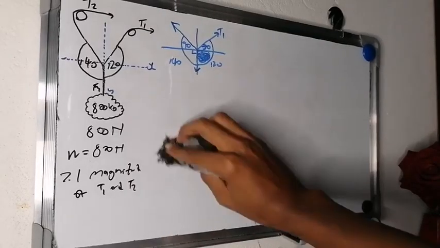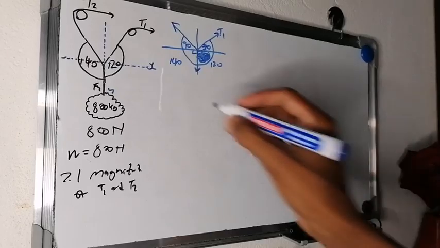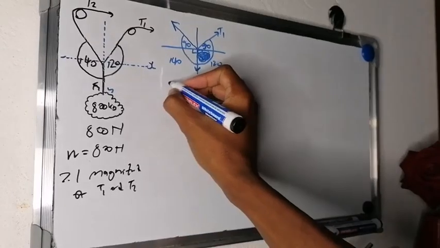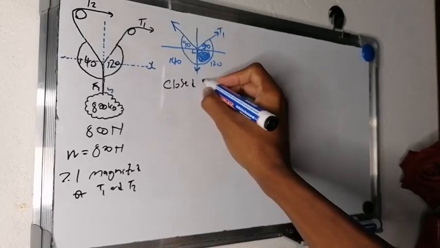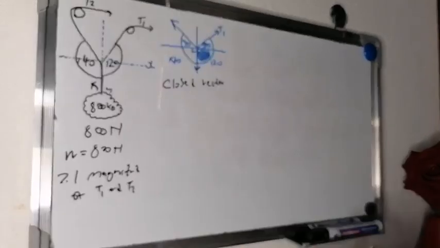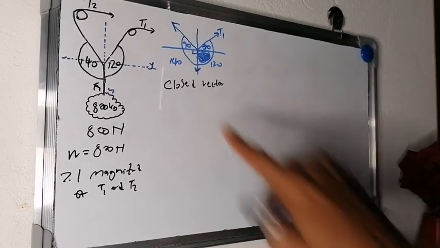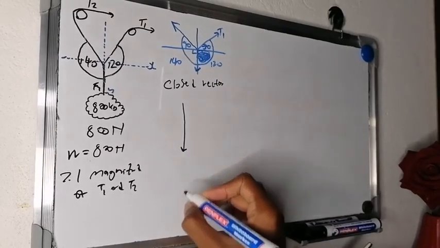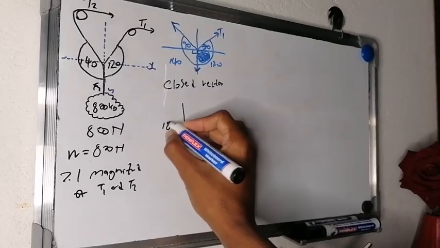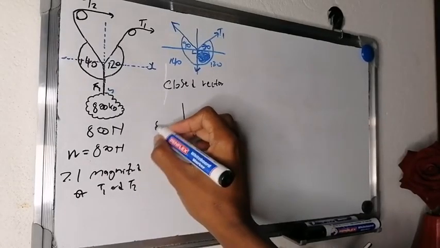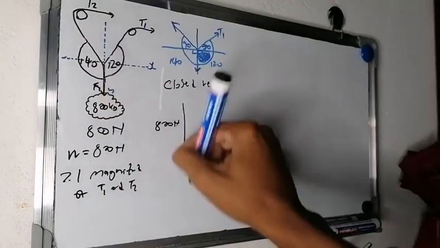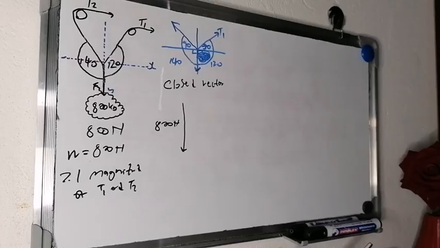Now, you are going to form a closed vector. I beg you, please approach it in this way: go and form a closed vector. Let's start with this one. We have another one going in that direction, and that is 800 Newton. This force is going downwards. The weight is 800.